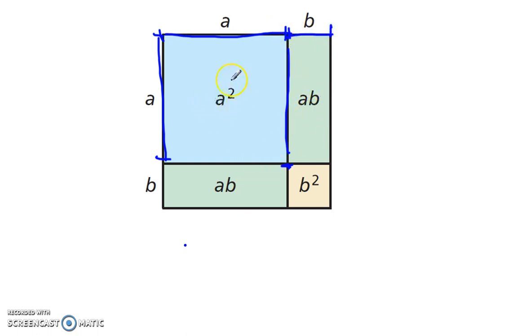Now if you look at that, we have one tile that is a squared. We have two tiles that are ab. And then we have one tile that is b times b. So one tile that is b squared. This is modeling with algebra tiles. You might come across it, so that's why I wanted to have a quick look at that with you.